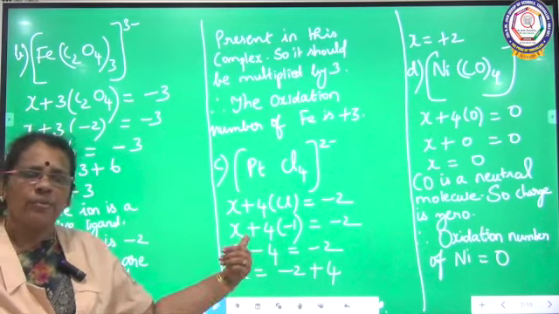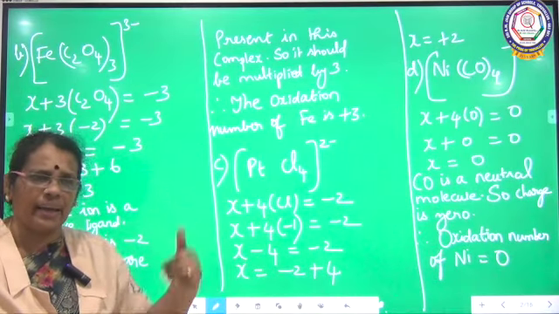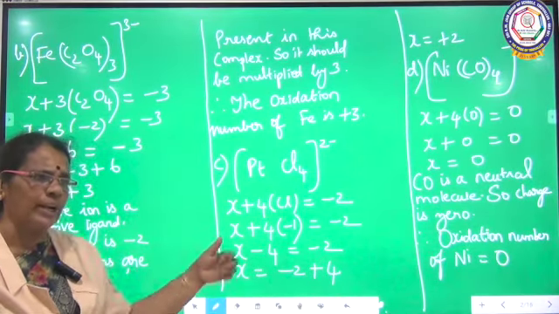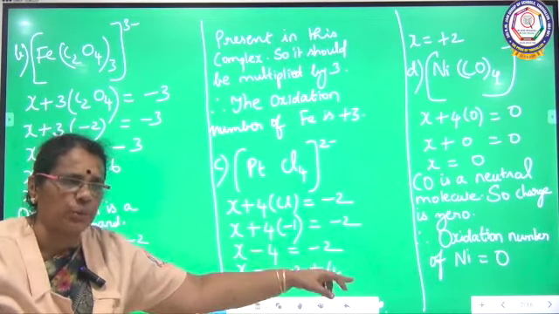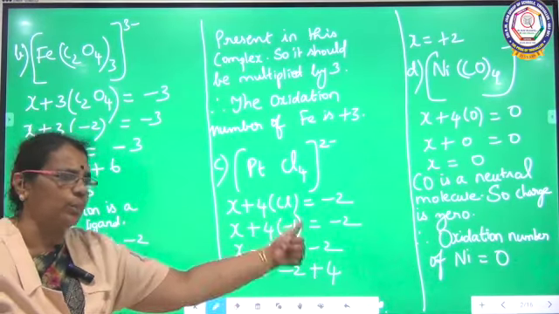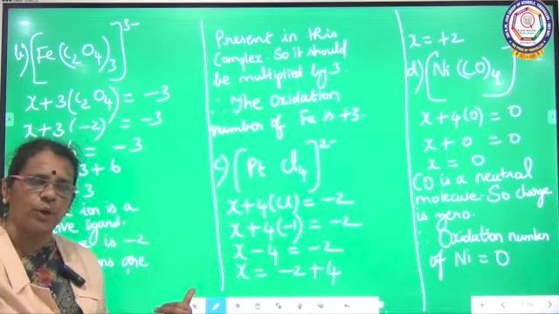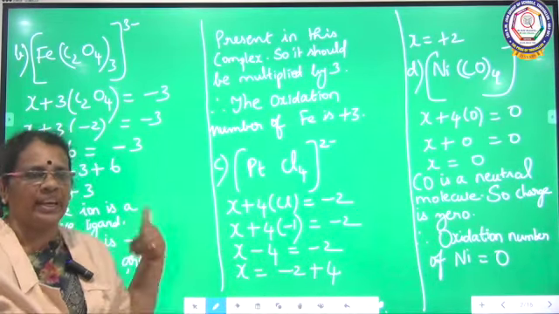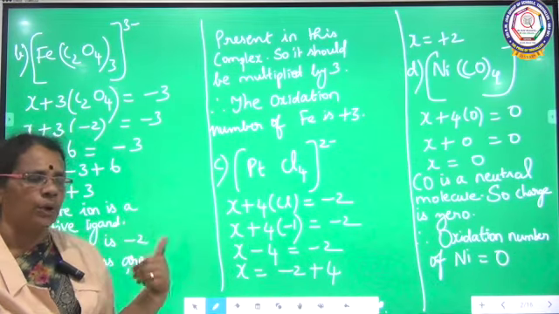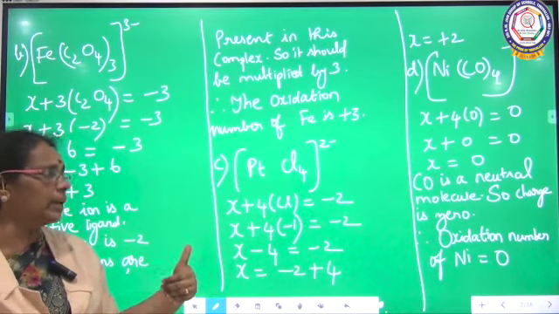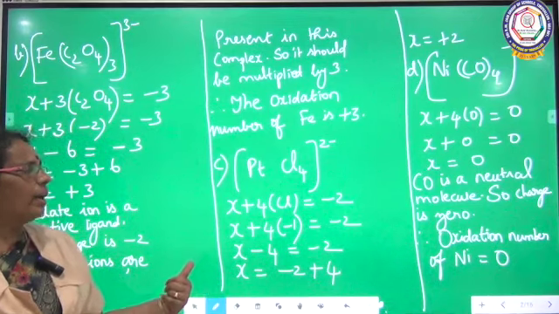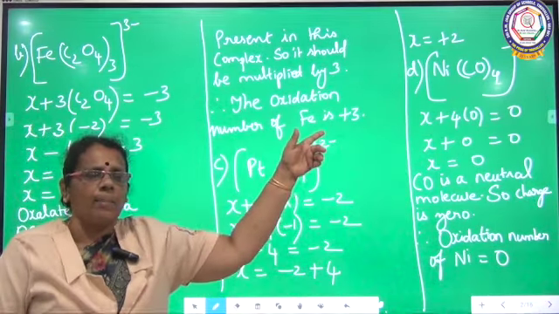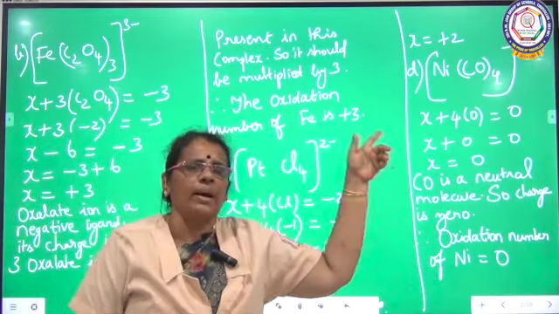So X plus 4 into chlorine, which has a single negative charge, so 4 into minus 1, is equal to minus 2. X minus 4 is equal to minus 2. Therefore X is equal to minus 2 plus 4. X is equal to plus 2. So here X refers to platinum. So the oxidation state of platinum is plus 2. The next one, we are going to see another complex, which is a neutral complex.